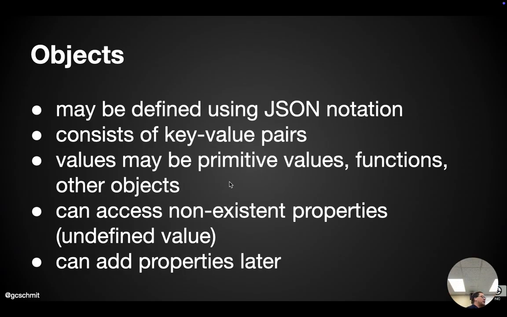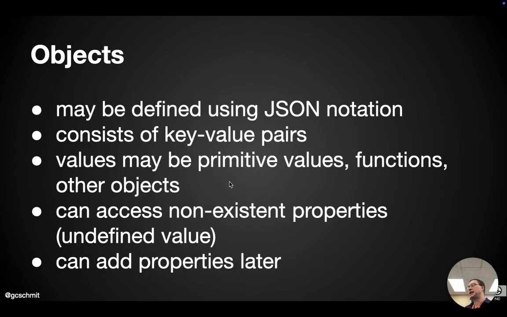Objects in JSON are key value pairs. So the key is like the property name, and then it has an associated value with it. The values can be primitive values, like we went through a couple of days ago. Values of a property could be a function. It could be references to other objects. So it's very flexible in terms of what these values can be.